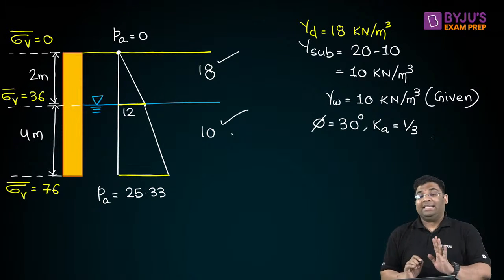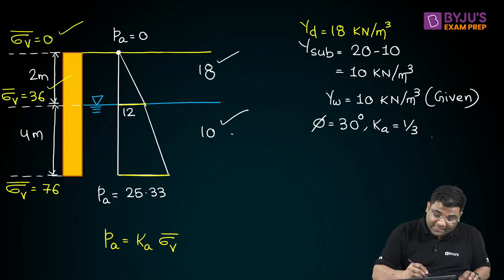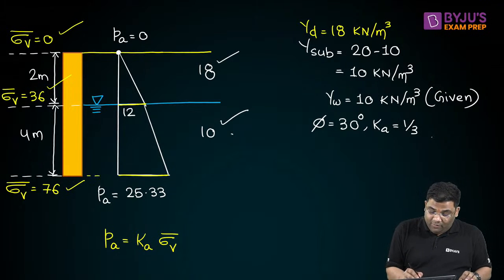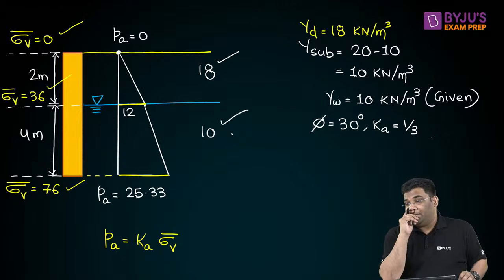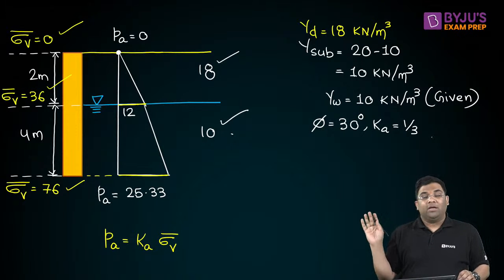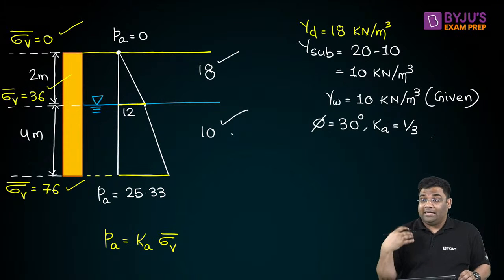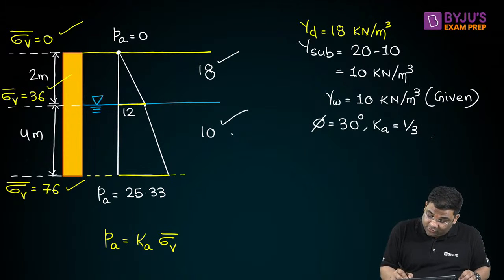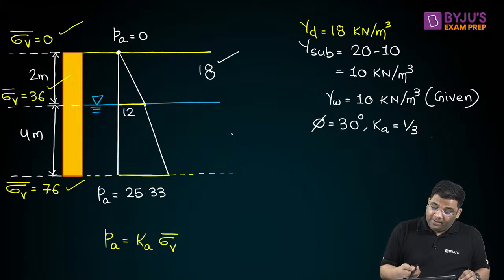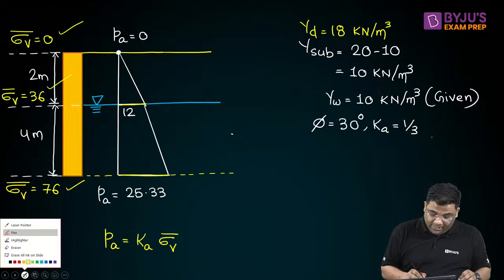You can easily see that we are just finding the earth pressure by this formula: Ka into vertical stress. We found out vertical stress at critical points and I'm just multiplying by 1 by 3, that is the Ka. No need to remember any formula. Don't remember formulas that are given in many of the coaching institute books. I don't recommend that because you would have to remember so many formulas. Why? To increase our burden.